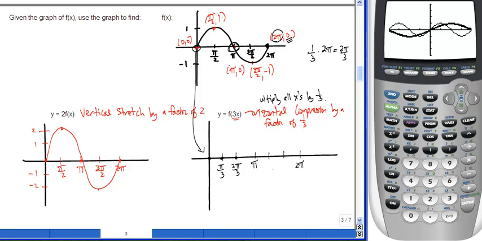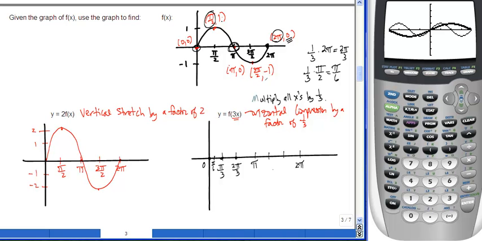Okay, now let's find out a couple of our peaks and valleys. So this x value is pi over 2, and we need to take 1/3 of it. So I'm going to take 1/3 of pi over 2. What's 1/3 of pi over 2? We'll just do top times top, which is pi, over bottom times bottom, which is 6. Where is pi over 6? Well, it's halfway between 0 and pi over 3, so it's right here.